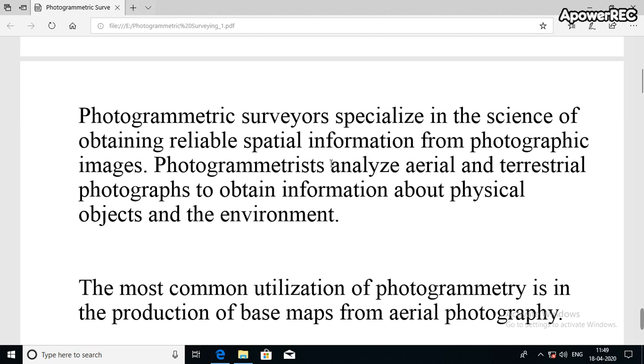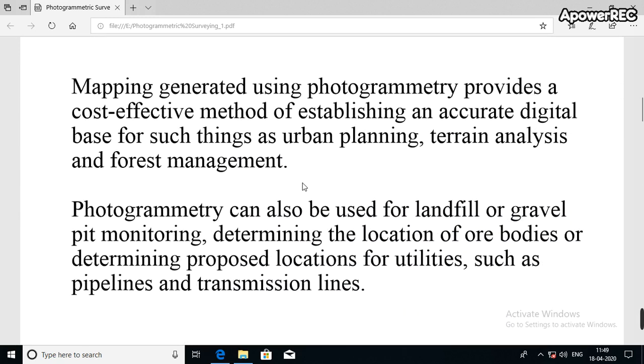Now, in most cases, when we go for photogrammetric surveying, we generally cannot move into that area directly. So, with some instruments, we will be collecting some aerial images. It can be used for landfill or gravel pit monitoring, urban planning, terrain analysis and forest management. Obviously you can understand that you cannot move in all the areas directly, so from there we will be collecting the images.